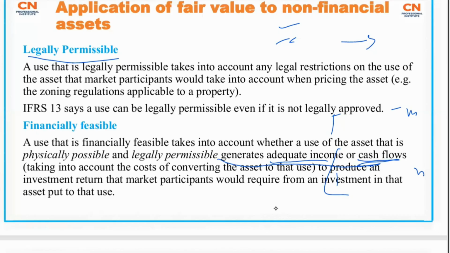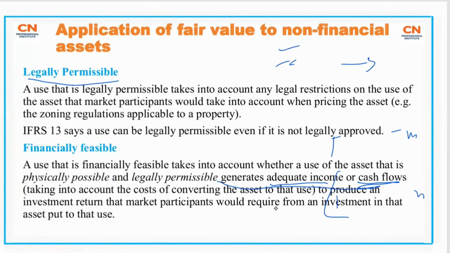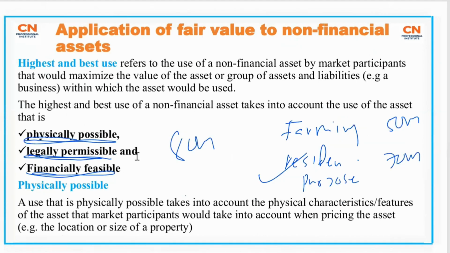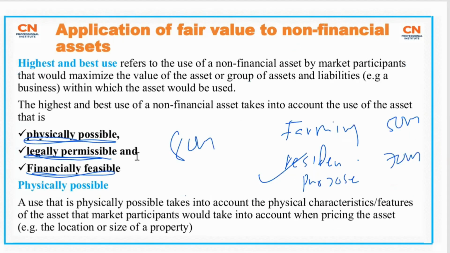All right. So that's it with the three. Legally permissible talks about the legal restrictions on the use of the asset. Then physically possible looks at the physical features or the physical characteristics of the asset. Financially feasible looks at the asset being able to generate enough income or cash flows for the entity buying the asset.